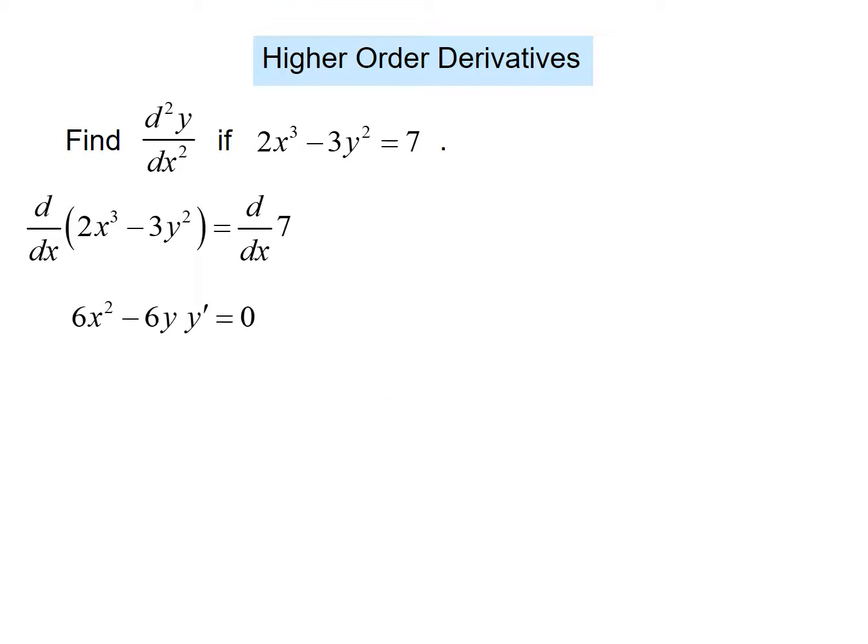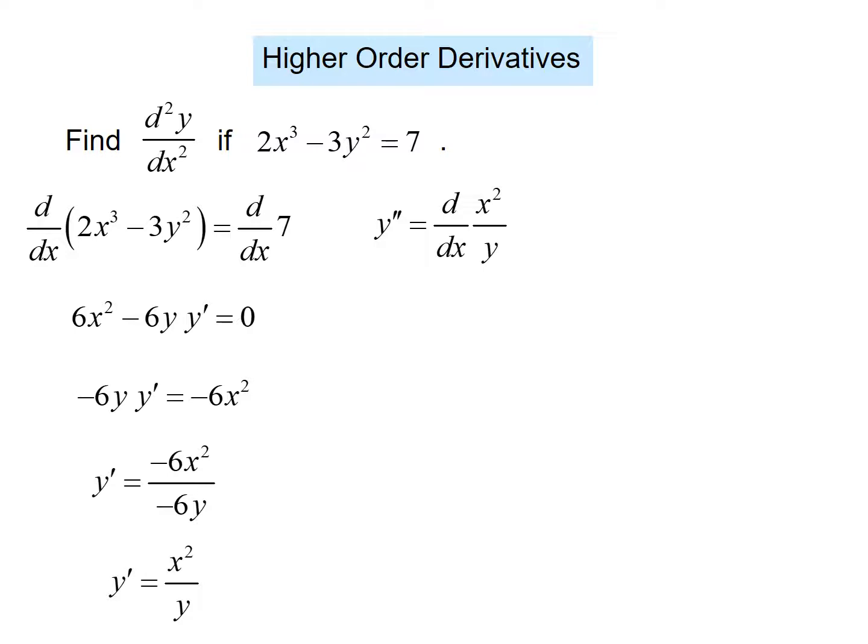So get y prime by itself, simplify. This is one case where you definitely do want to simplify no matter what, because it's going to make the work for the next step much easier. So if you're trying to find the second derivative using implicit differentiation, you really should simplify as much as you can after taking that first derivative.